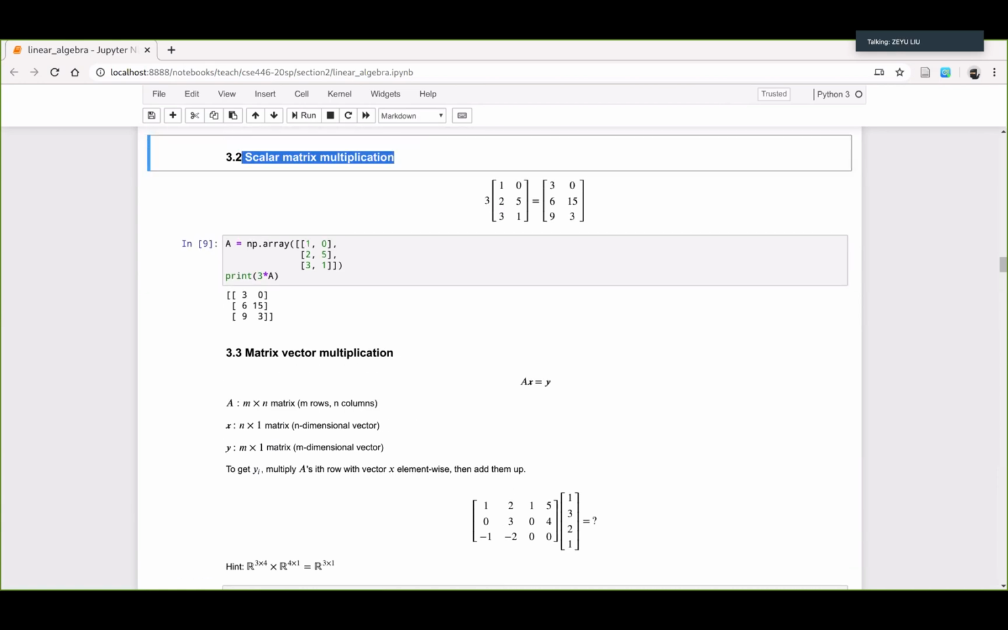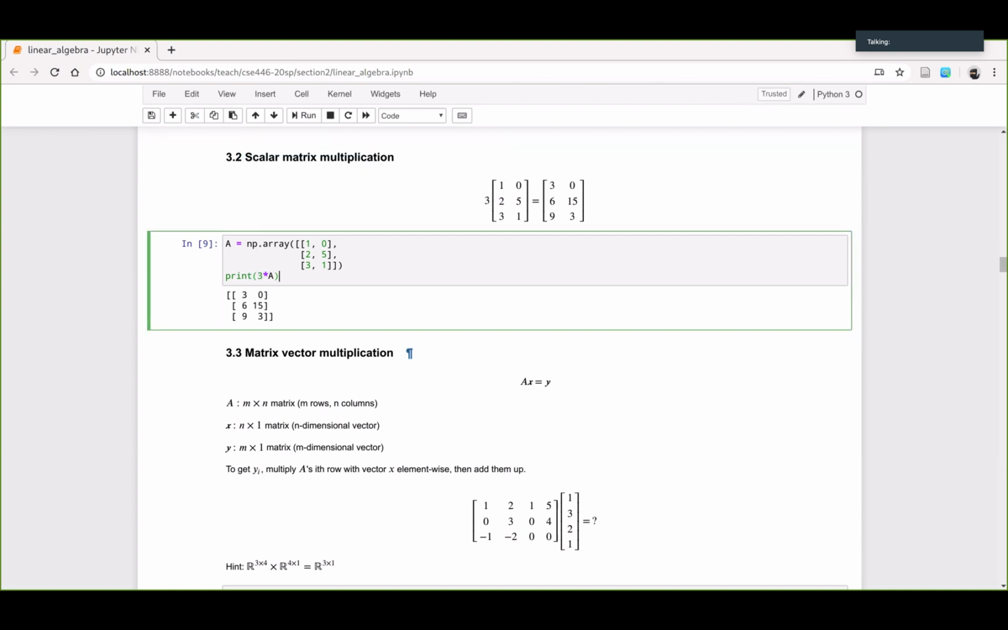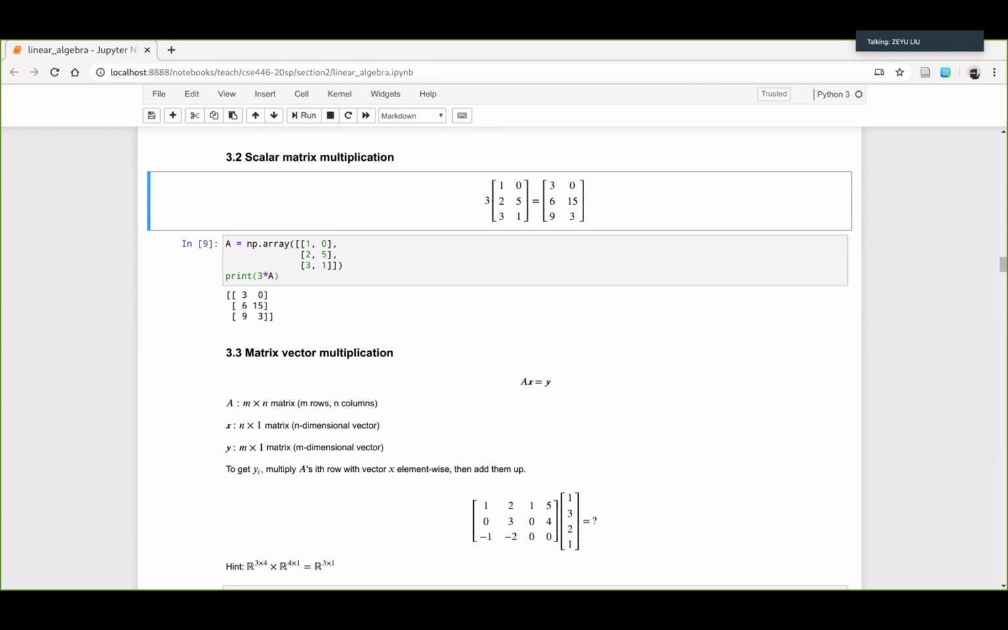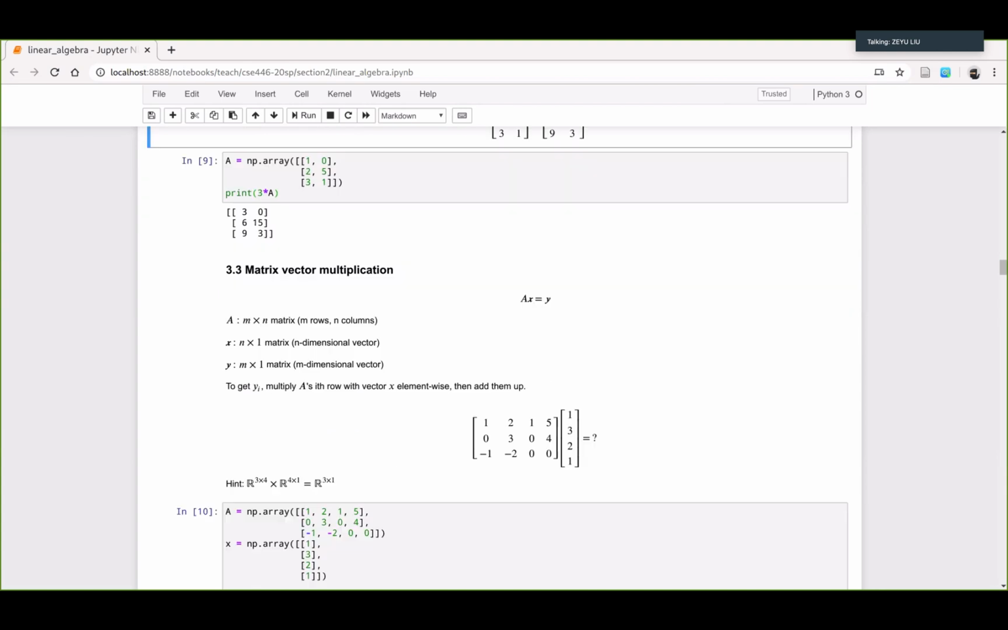And scalar matrix multiplication is just times the scalar, nothing special. It's basically everything with matrices. If you can write it in math form, you can write it in PyCharm. Yeah, that's it.